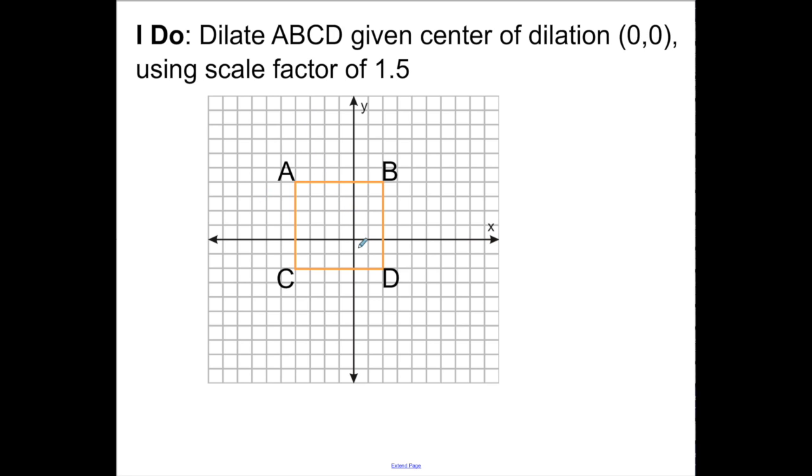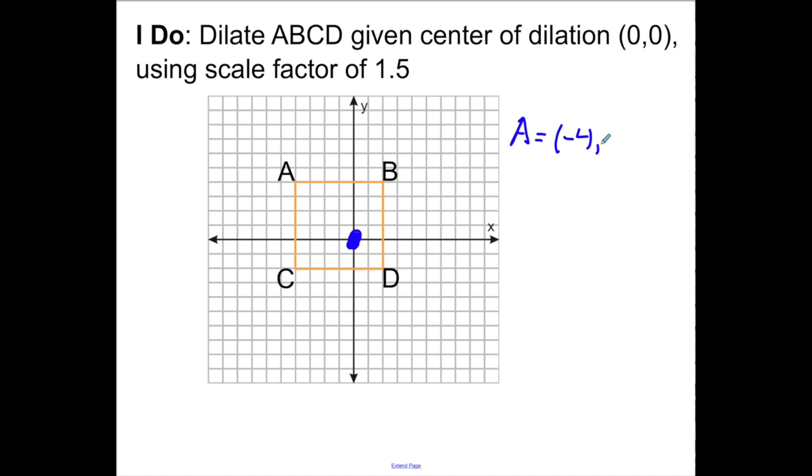I need to dilate this shape given that the center of dilation is 0, 0, and the scale factor is 1.5. When you're given a center of dilation, I always recommend you go ahead and label that center of dilation. What's good about this is it's 0, 0, so that's setting us up for a good deal. So originally, let's lay out our points.